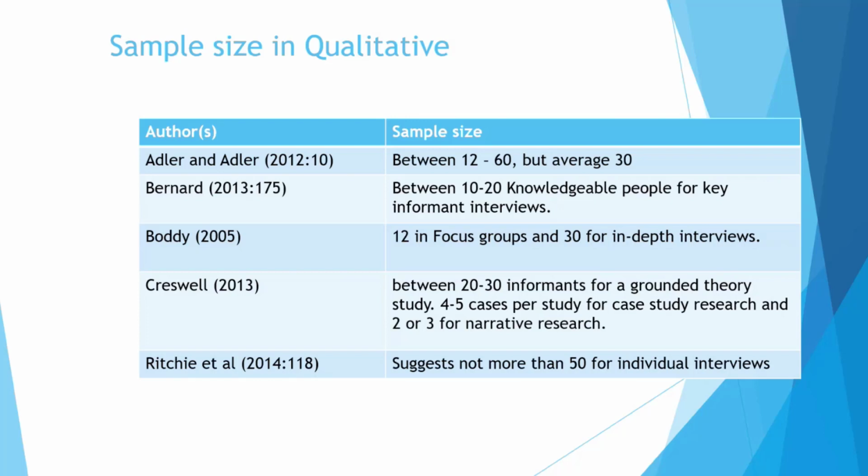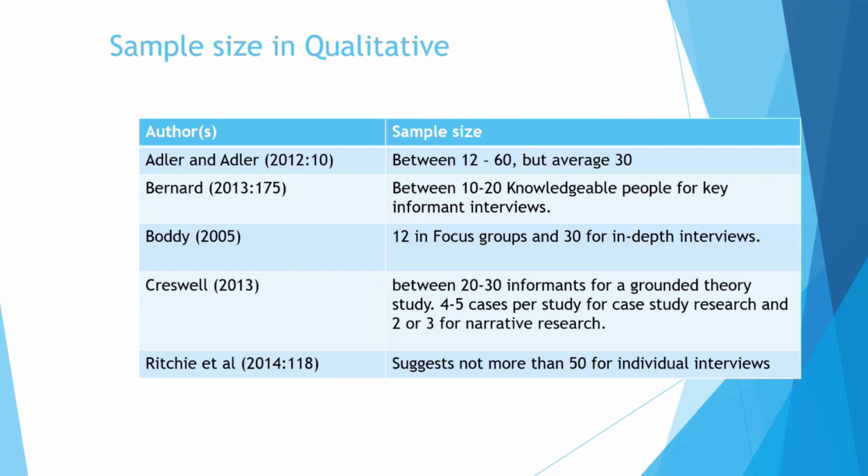Basically, my understanding is that in order to justify your number, in qualitative or in quantitative, you must base it on research. Tell us what the researchers are saying. If you say in this qualitative research, I've decided to sample 12 participants because that is what authors such as Adler and Adler argue, all right, so you back your sample size with literature.